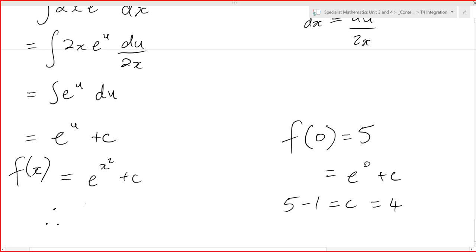Therefore, the function equals e to the x squared plus 4. There you go. Very nice. Well, I hope that was useful, guys.